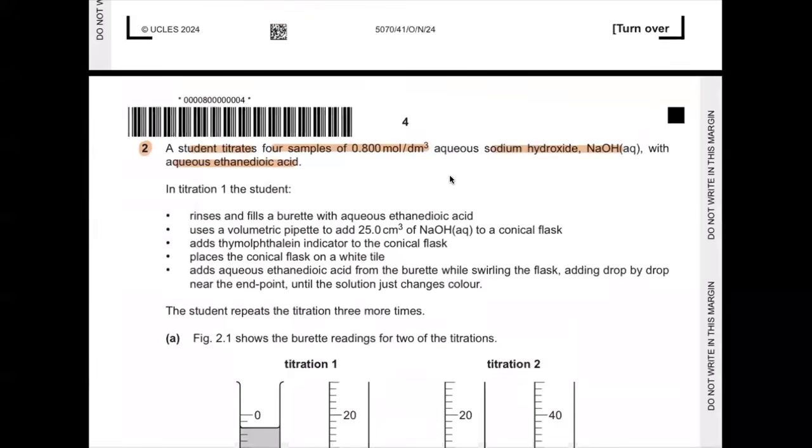So a student titrates a sample of 0.8 mole per dm³ sodium hydroxide with ethanedioic acid. In titration 1, the student rinses and fills a burette with aqueous ethanedioic acid. So see, they are taking acid in the burette. Uses a volumetric pipette to add 25 cm³ of sodium hydroxide to a conical flask. Add thymolphthalein indicator to the conical flask. Okay, we have added sodium hydroxide to the conical flask, and then we are adding thymolphthalein.